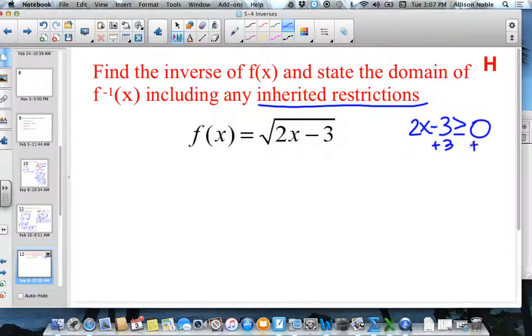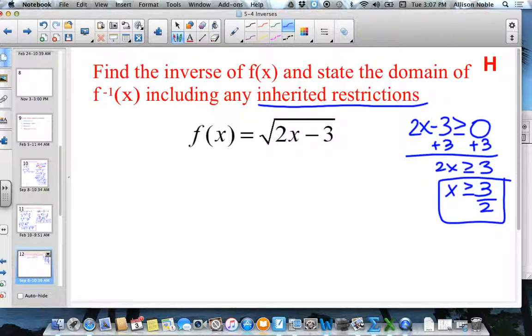If I solve this for x, I would get x has to be greater than or equal to 3/2. This is technically your domain and must be included with the inverse function as well. So now I'm going to do what I usually would do and find the inverse. So I would have x equals the square root of 2y minus 3.